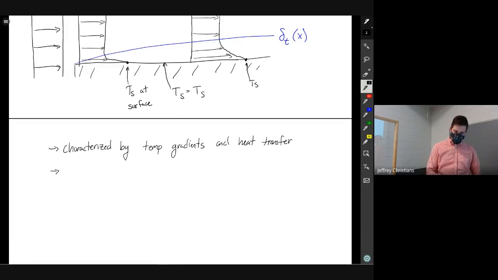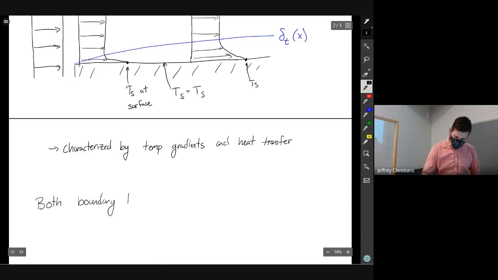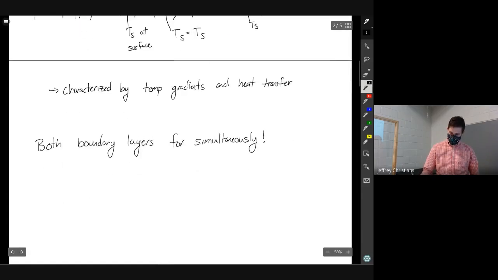The challenging part about this is, so, both boundary layers form simultaneously. I don't think I spelled that right, but close. You can spell it right, hopefully, in your notes, or spell it wrong like me. I don't know. Did I get it right?